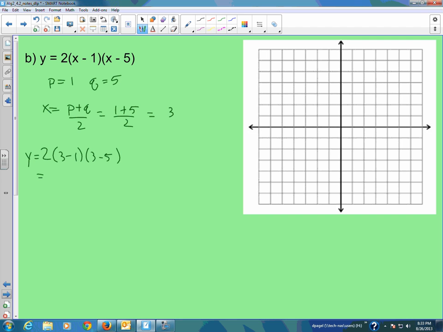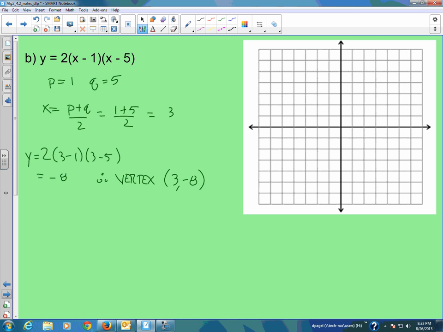We get 2 and negative 2 is negative 4. Negative 4 times 2 is a negative 8. Therefore, my vertex coordinate is 3, negative 8. That vertex is important. I want to always be checking that vertex out. It's going to give me a lot of information, especially when we do our application problems.